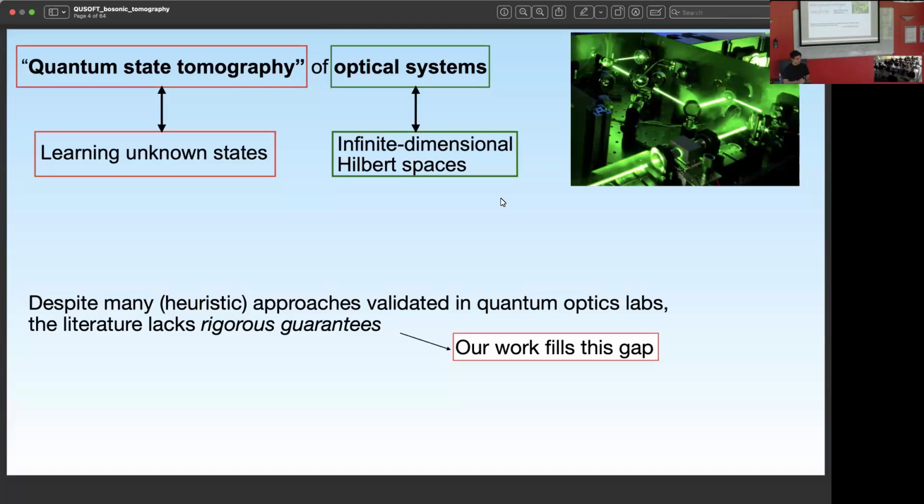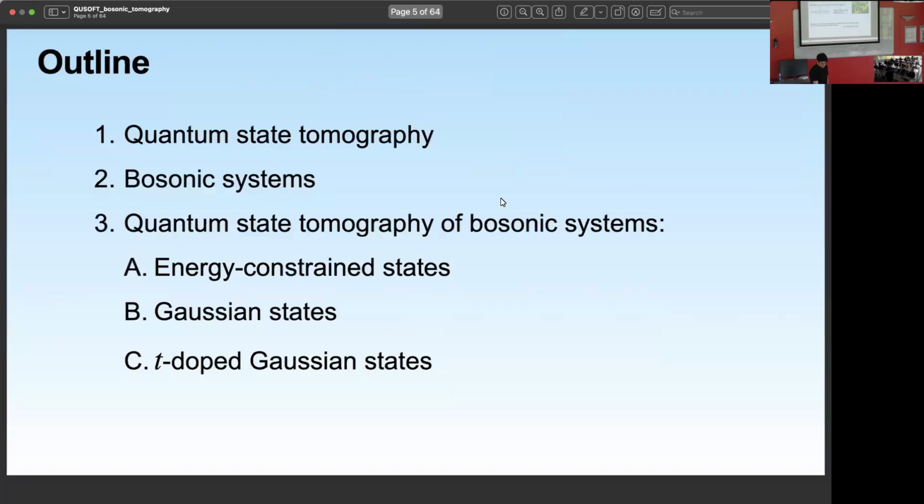And this is the outline of the talk. I will first give an introduction to the problem of quantum state tomography. Then I will explain what is a bosonic system. During this talk, I will sometimes say the word bosonic systems or continuous variable systems, or also optical system. I mean, it's always the same thing. Then in the third part, I will talk about our results on quantum state tomography of bosonic systems.